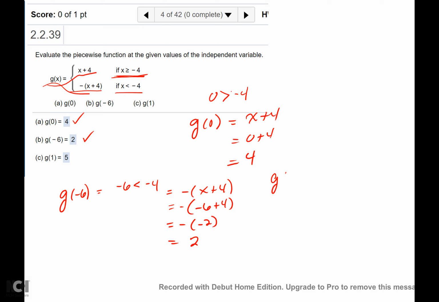And then to find g of 1, 1 is greater than or equal to negative 4, so I'm using the x plus 4. So I plug in 1, and I get 5. And that ordered pair would be 1, 5. This would be negative 6, 2, and this would be 0, 4. Okay?